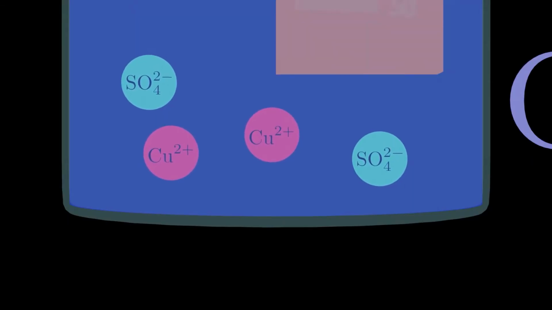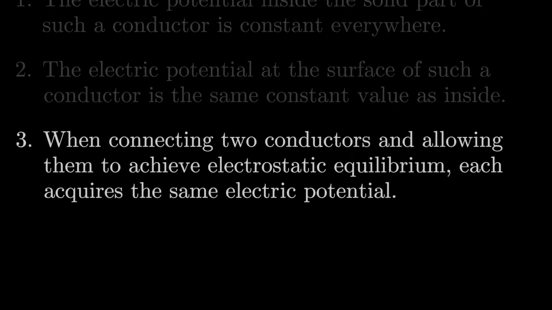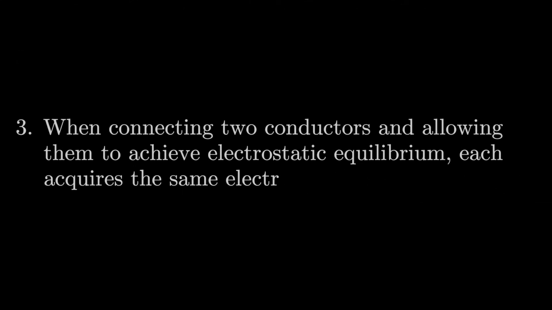Its placement in the equation kind of makes some sense because you would only expect the electric potential to contribute if the species had a net charge, or Z sub I is non-zero. So the point of this equation is to show that the electrochemical potential is really just a linear combination of the chemical potential and the electric potential. Now we have to revise our definitions to say that two conductors connected together will allow charge to flow until the electrochemical potential is constant between the two.